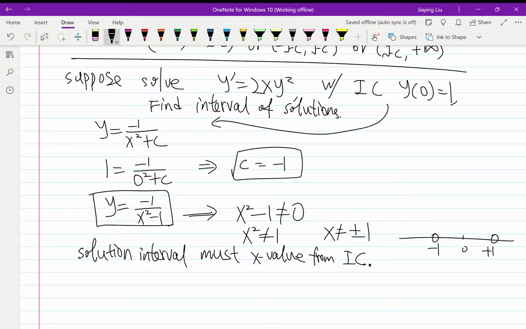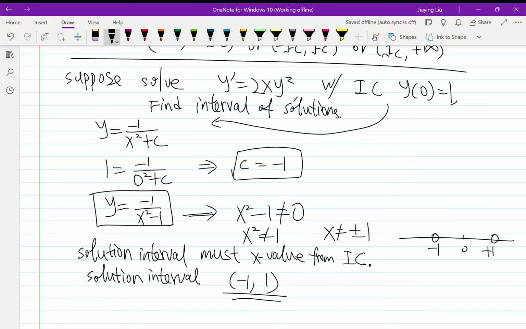And the x value is 0, right? So the interval that we take for the solution must include x equals 0. So this is the only interval we're going to have, from -1 to 1. So the solution interval for this problem with the initial condition is only going to be from -1 to +1. It's not going to have this part, and it's also not going to have this part.